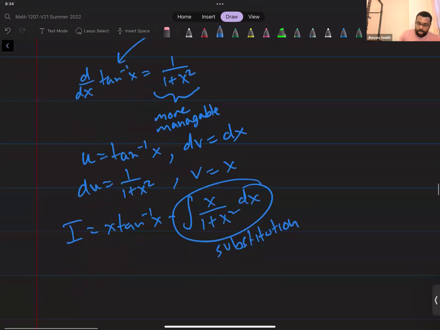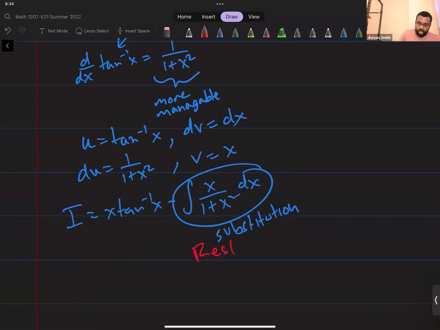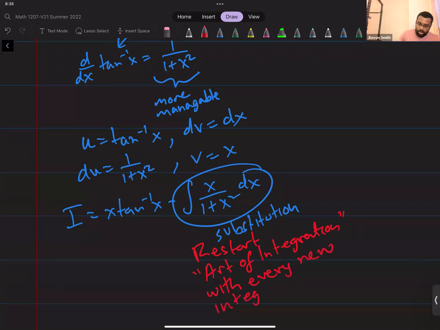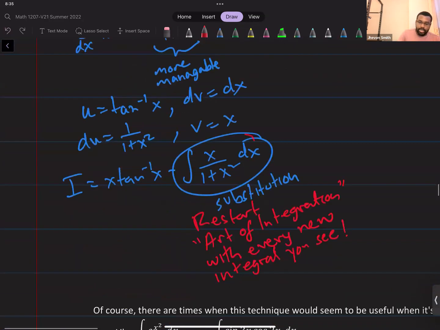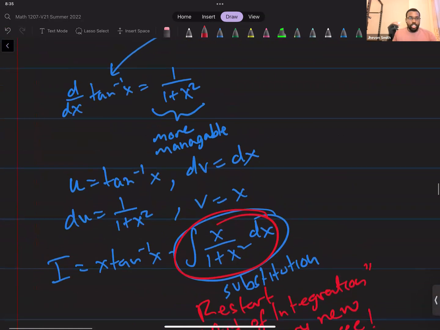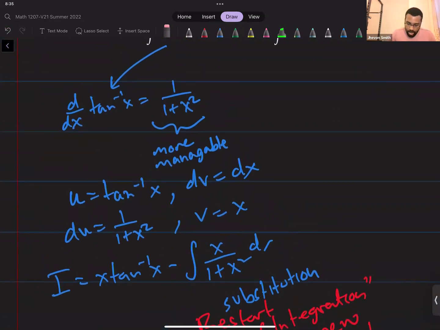Now, every time, by the way, you restart the art of integration with every new integral. So we started off with this integral. We applied a technique to get this integral. Once you get there, just because you started off with integration by parts doesn't mean you're stuck with integration by parts forever, right? You can apply another technique at some point, right? Every time you see a new integral pop up, you start from the beginning.